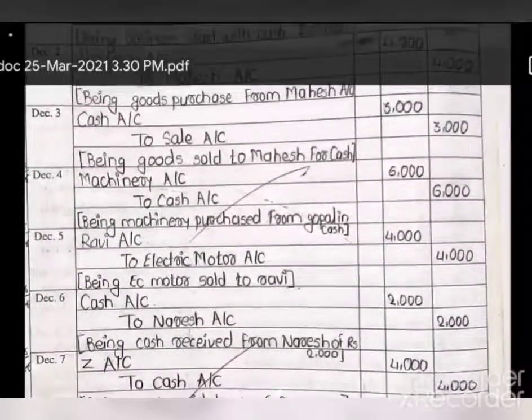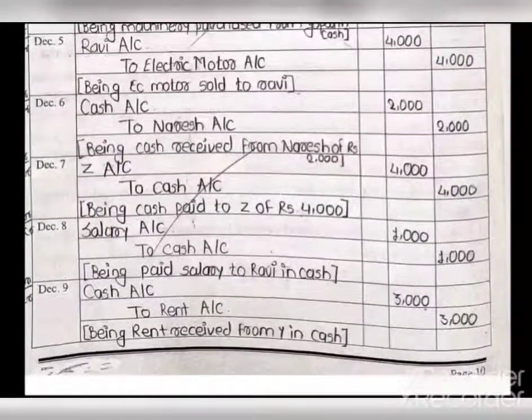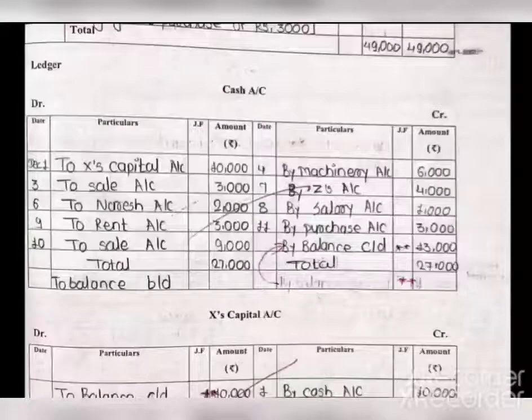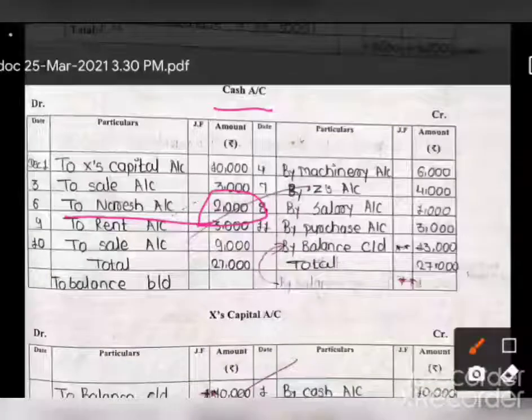Now 4th of December is completed. Now we will check December 6th, cash account debit to Naresh account. How will it be entered? Cash account is debited, so the amount will be written in the debit side as 2,000 rupees, to Naresh account. This is how we post the transactions into the ledger. I hope it is clear.